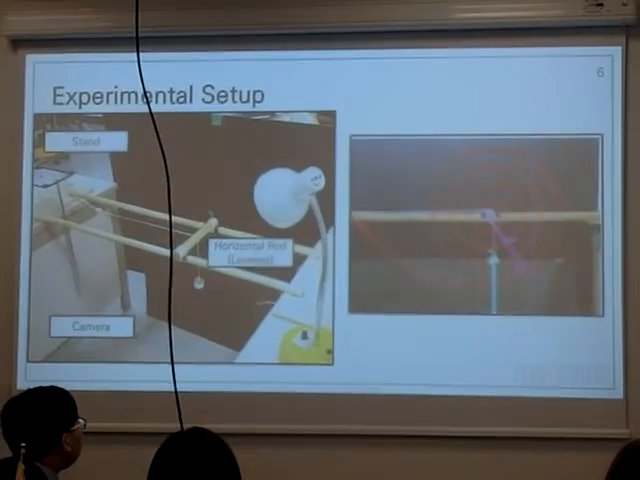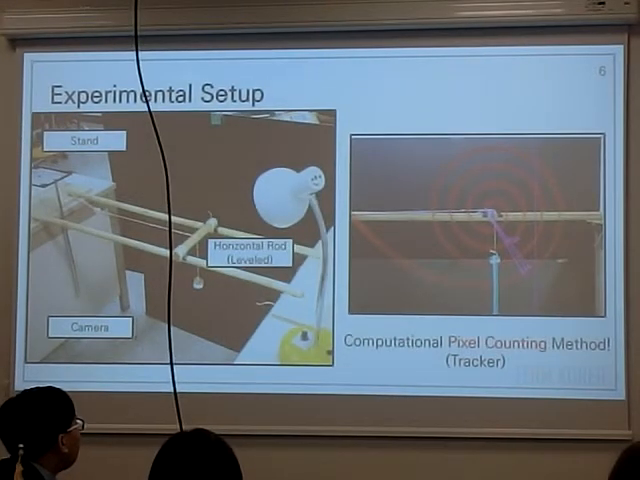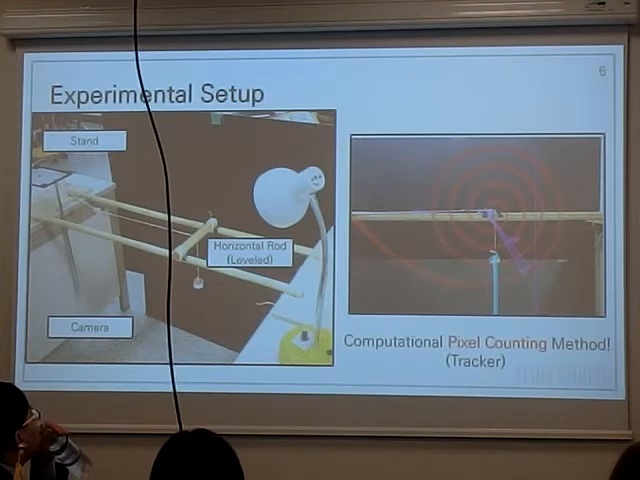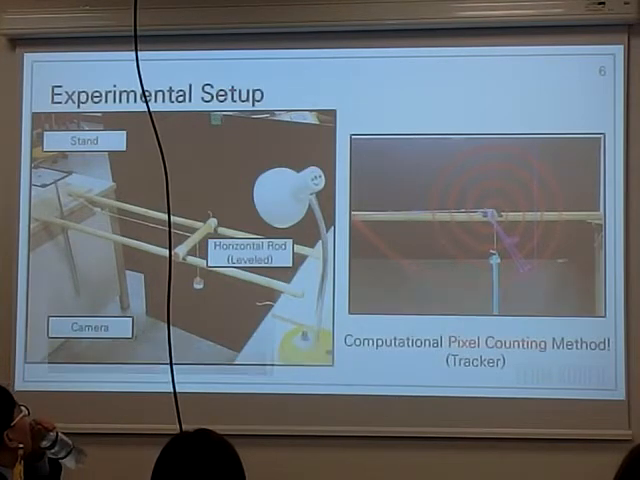So this is our experimental setup. We use a horizontal rod that was previously leveled, and we hang the string over the horizontal rod. And if you see here, there's a stand behind the light load that will provide a precise initial release mechanism. More explanations will be given if further questions are asked during the discussion section. And for the video analysis method, we use the computational pixel counting method as a tracker.